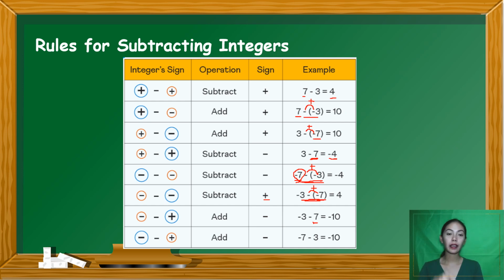Okay, next, the last. Negative minus positive, you will add again, and the sign for this one is negative. So you have negative 7 minus 3 is equal to negative 10.